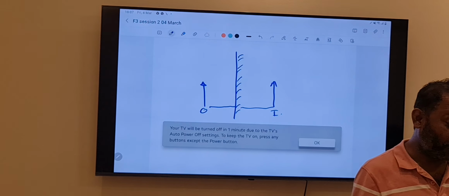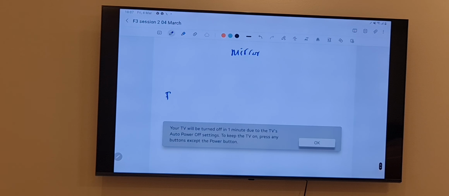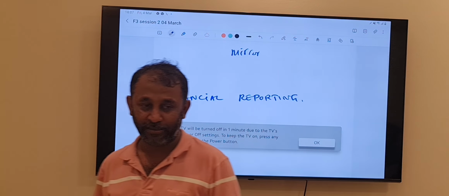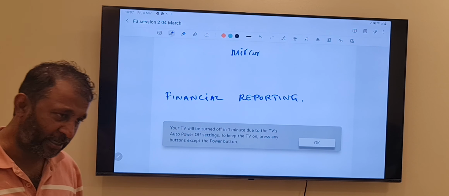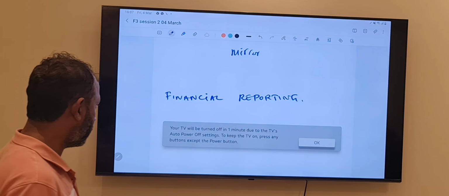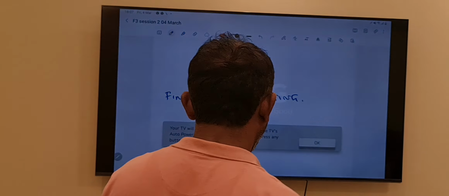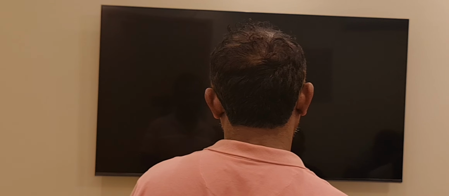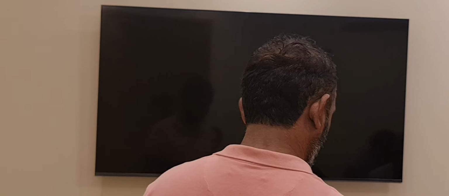Now, we also have something called financial reporting. See, we have accounting, financial accounting, now financial reporting. That's now under accounting. You say we have financial accounting, correct, now financial reporting.